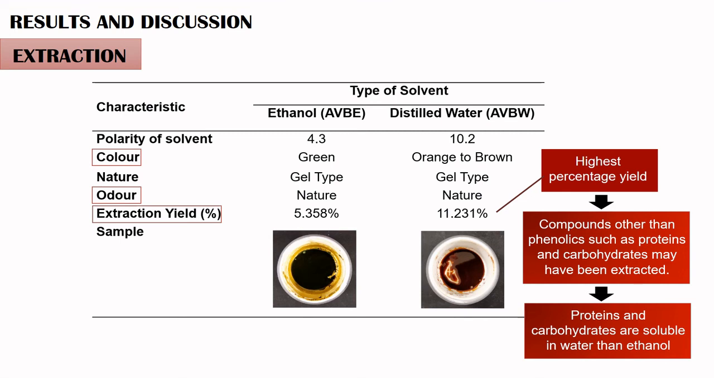Distilled water has higher polarity compared to ethanol, which is 10.2 to 4.3. So, during the extraction, compounds other than phenolics such as proteins and carbohydrates may have been extracted, thus resulting in a higher extraction percentage yield. Besides that, proteins and carbohydrates are also more soluble in water than in ethanol.